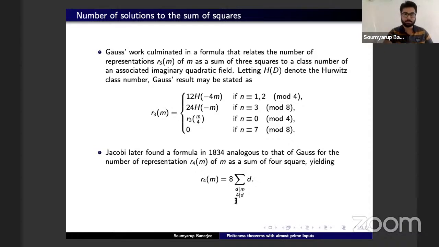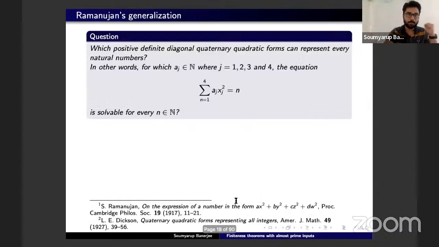Okay. So let's move on to the next generalization of Lagrange theorem. Let us now see a very interesting generalization by Ramanujan, and this is sort of the idea from where our theory has been started. I mean, our article was initialized. What Ramanujan asked basically is: which positive definite diagonal quaternary quadratic forms can represent every natural number?